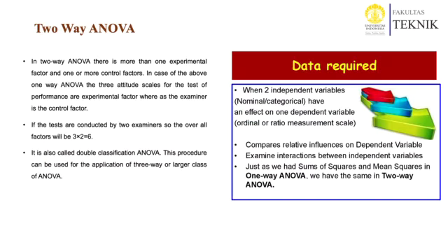Let's move forward. We also have two-way ANOVA. Here in two-way ANOVA, there is more than one experimental factor and one or more control factors. In the case of the previous one-way ANOVA, the 3 attitude scales for the test performance are the experimental factor, whereas the examiner is the control factor. If the tests are conducted by 2 examiners, the overall factors will be 3 multiplied by 2, which is equal to 6. And this two-way ANOVA is also called double classification ANOVA. This procedure can be used for the application of three-way or larger classes of ANOVA.